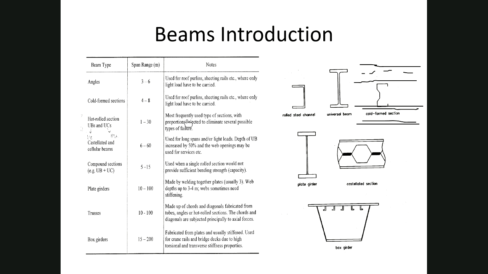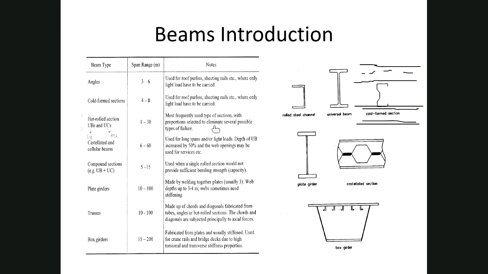Last year we designed a lot of hot rolled sections, with UBs in there, and they're the most frequently used types of sections. So they can span somewhere between 1 and 30 meters in length. We use UKBs and UKCs, so UB is a universal beam, and the UK is because they were originally specified in the UK.